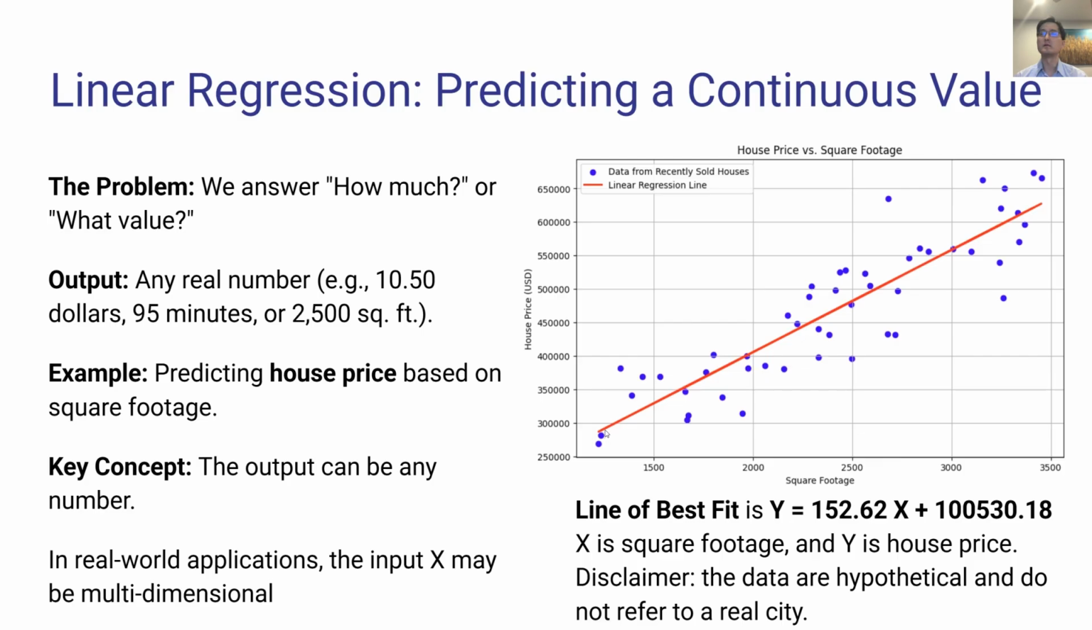the red line. If you use a mathematical formula, it will look like y equals 152.62x plus 100,530.18. Here in this simple example, the x-axis is only square footage, but in real-world applications, the input x may be multidimensional.